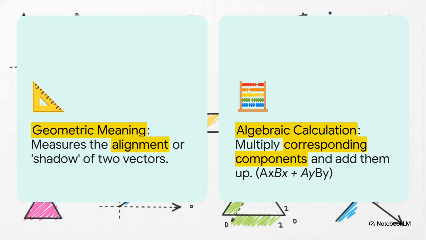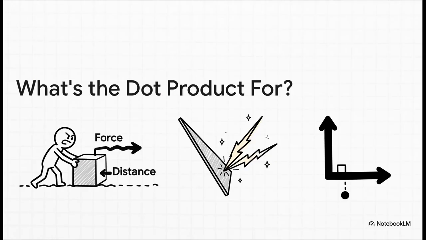And this is where the magic really happens. That intuitive geometric idea of a shadow, it translates perfectly into a ridiculously simple calculation. Algebraically, you just multiply the matching components of the vectors and add up the results. Two totally different ways of looking at it, but you get one single answer. So why do we care? Well, this one simple operation answers some really crucial questions.